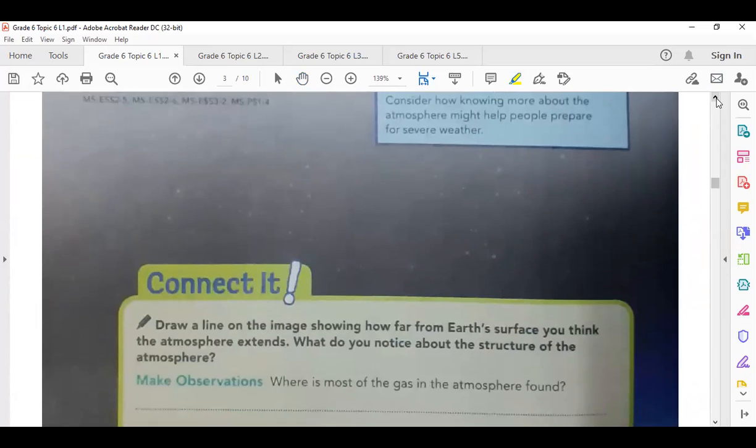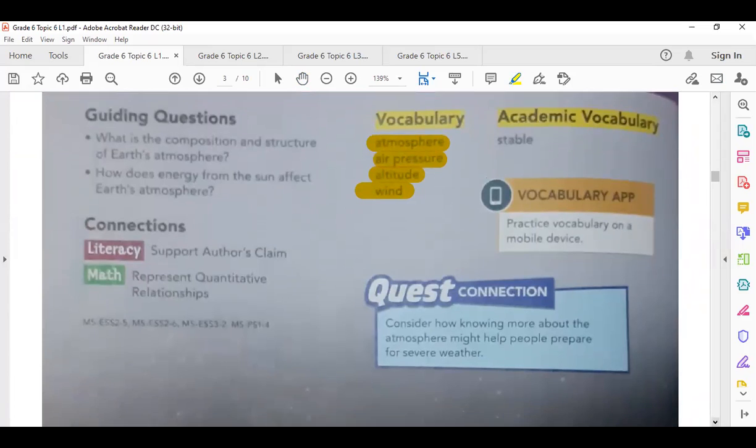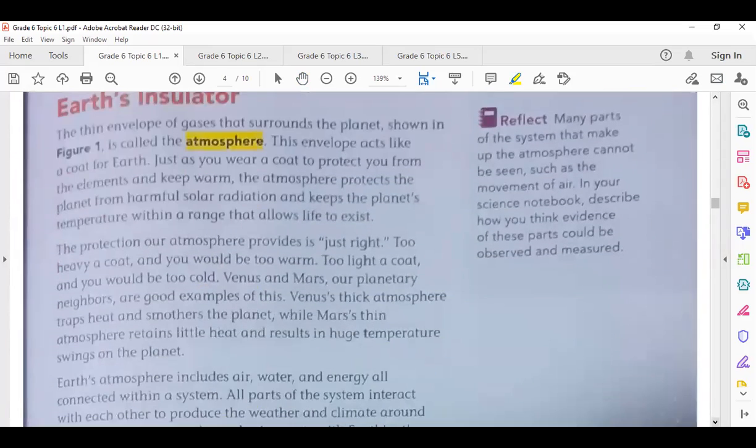Always remember this point: the concepts are very important. Air pressure, atmosphere, altitude, wind, all of these are important. What is the atmosphere? It is a mixture, a thin layer or thin envelope of gases that surrounds the planet. Okay, and we will talk later in detail about the structure or composition of the atmosphere.